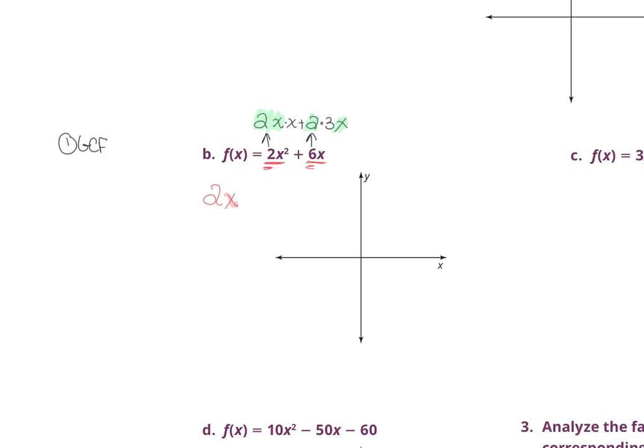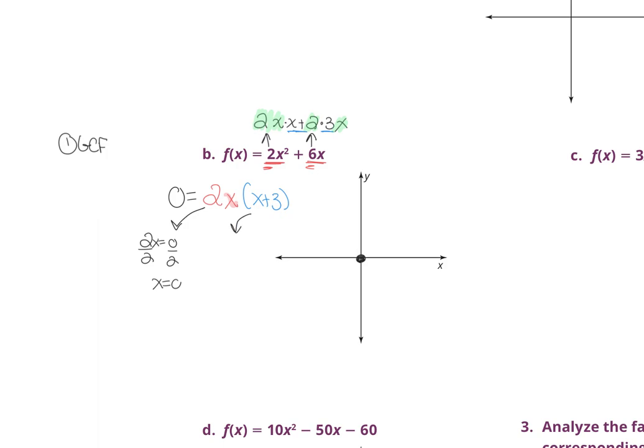And what I'm left with is an x plus a 3. X plus 3 equals 0. So just by doing the GCF, I am now factored. And remember, you take each factor, each piece, and you set equal to 0. So 2x equals 0. So divide by 2. X equals 0. So one of my x-intercepts is 0.